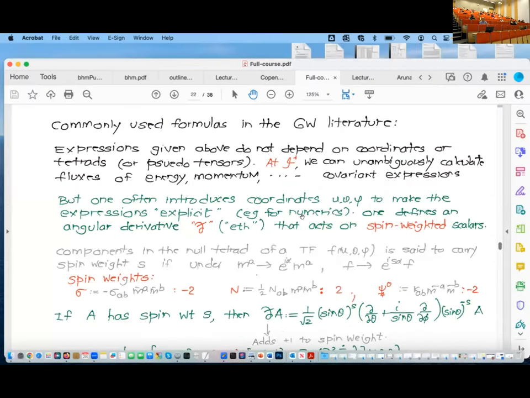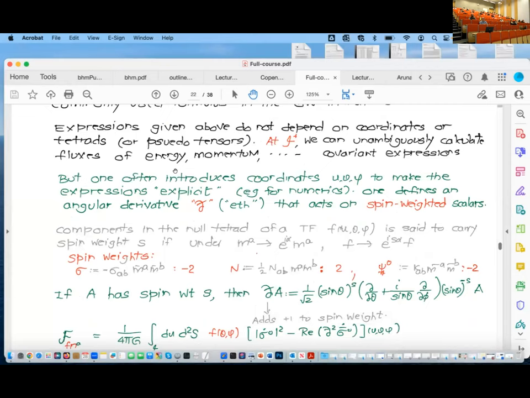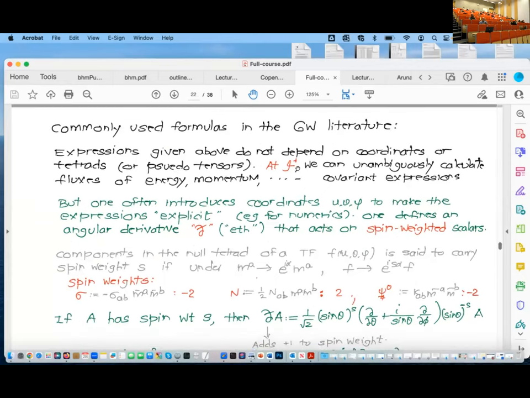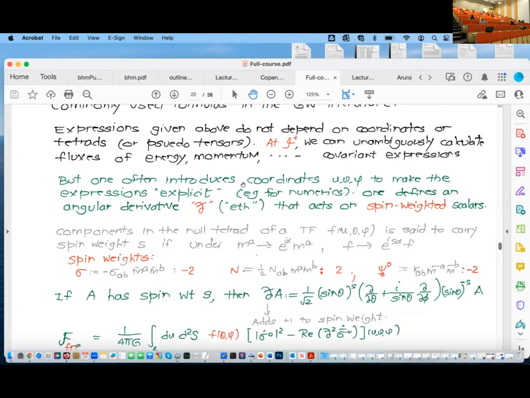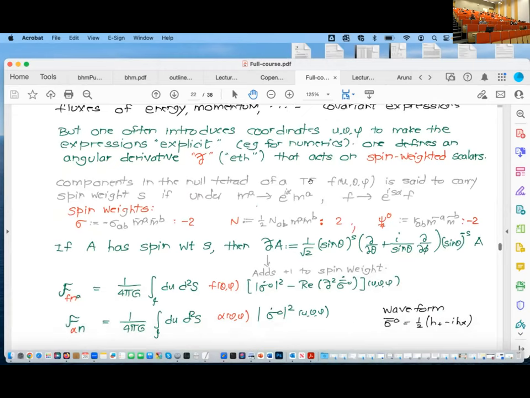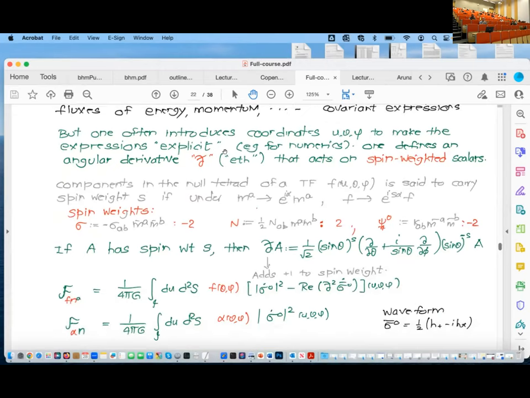Okay. So the commonly used formulae, the expressions given above, do not depend on coordinates or tetrads or pseudotensors. At scri, we can unambiguously calculate the fluxes of energy momentum, and these are covariant expressions. But one often introduces coordinates u, theta, phi to make expressions more explicit, for example, for numerical relativity.